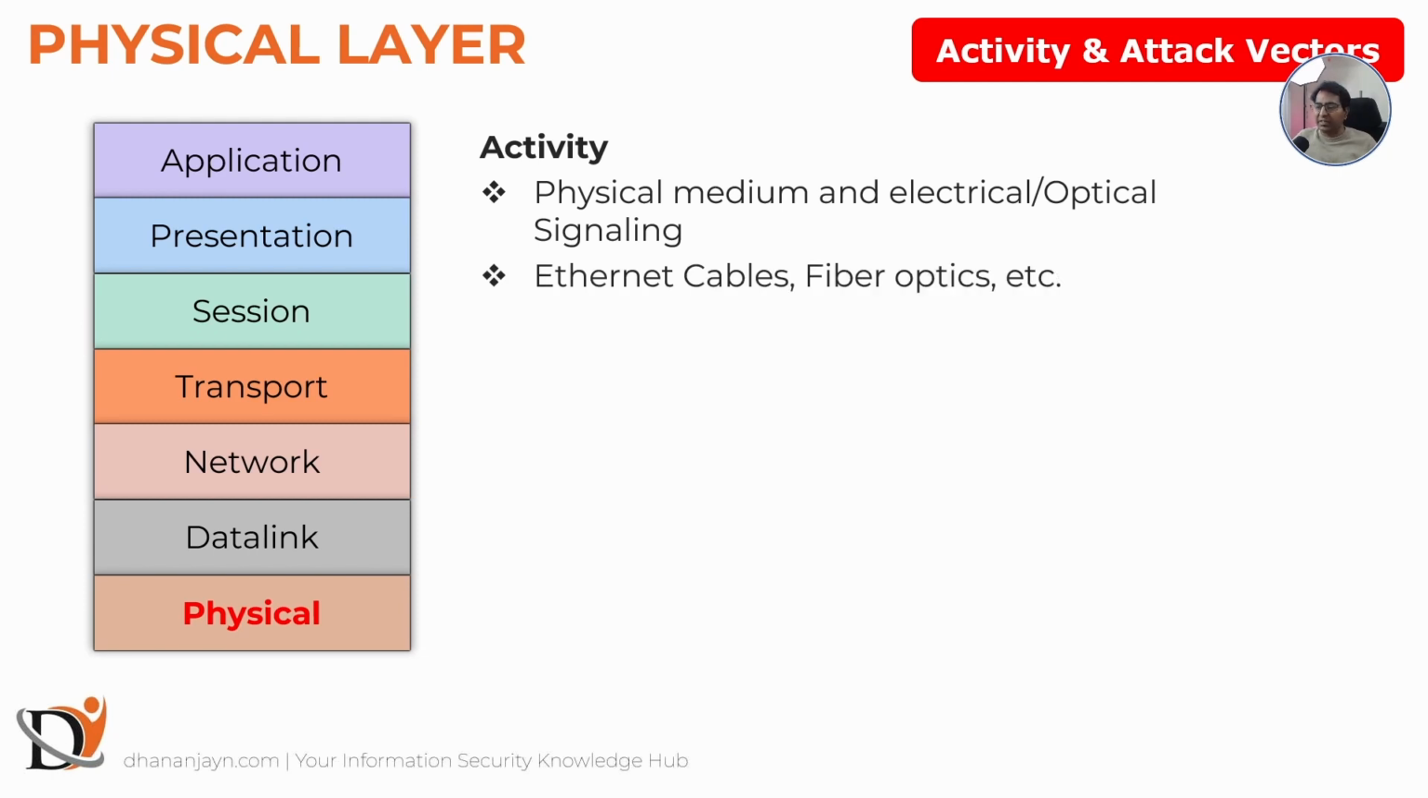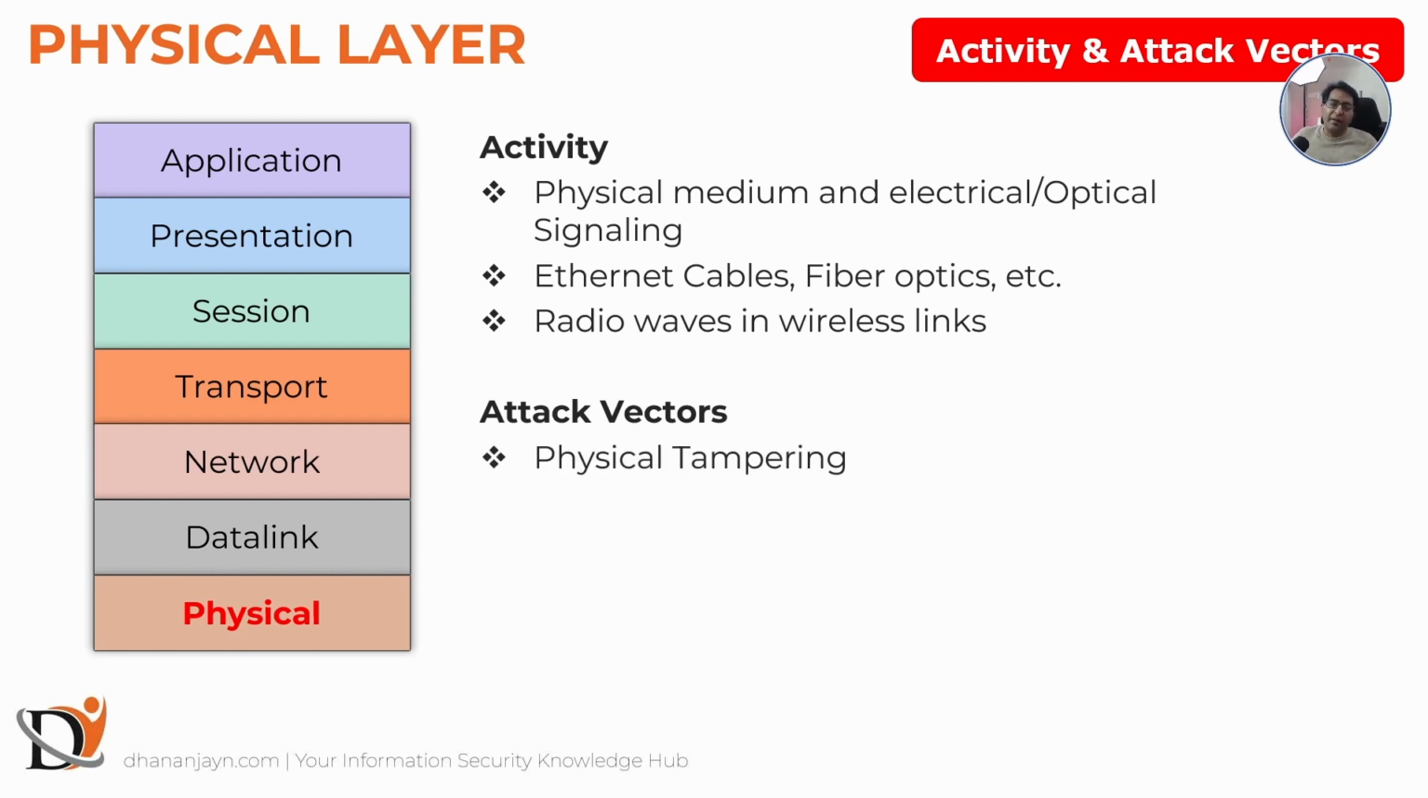Now talking about activity and attack vectors. So physical medium and electrical or optical signaling works at this layer. Ethernet cables or fiber optic cables are the examples. Sometimes there is wireless communication. Usually we use Wi-Fi at home or office. So radio waves in this case are nothing but an example of physical layer.